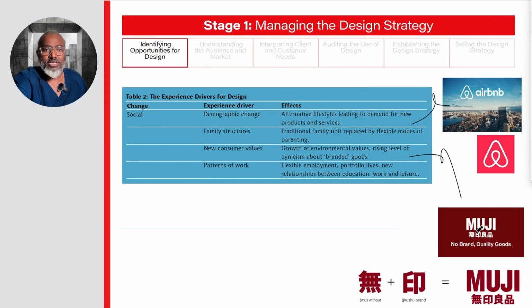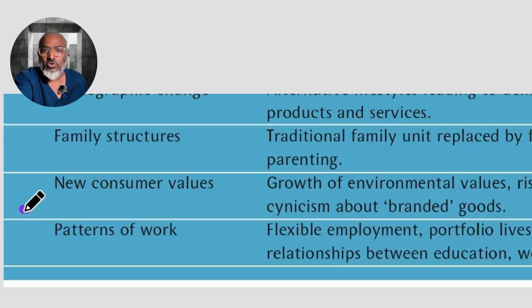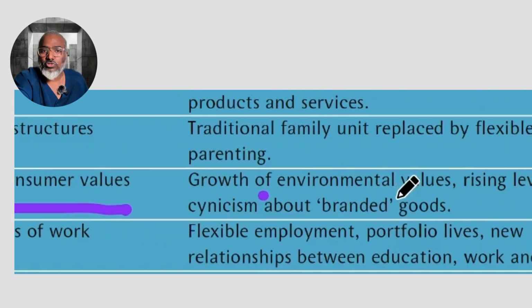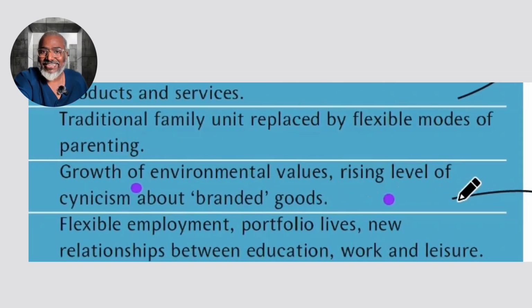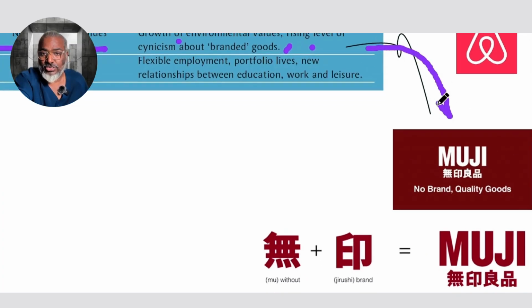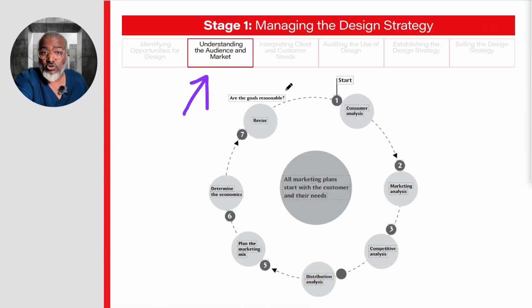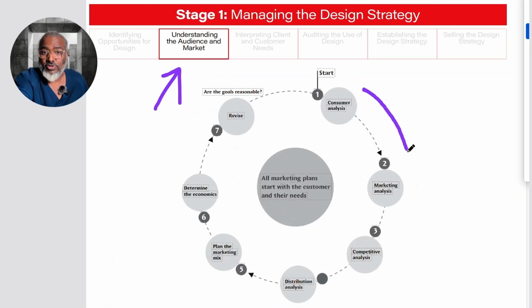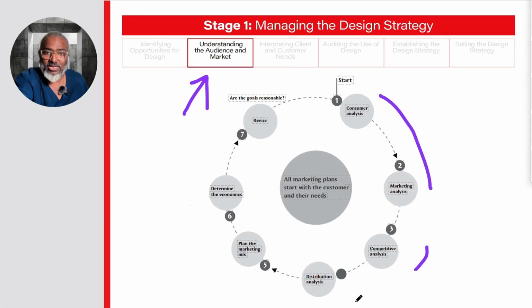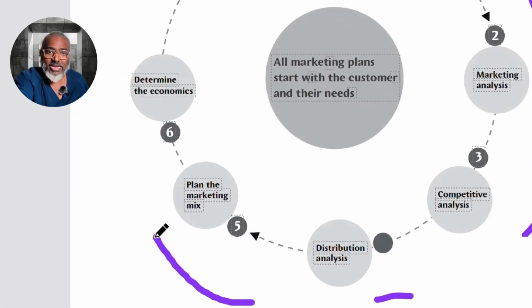Another company, in a social change, saw new consumer values like growth of environmental value and a rising level of cynicism about branded goods. That insight triggered coming up with a no-brand quality good, a new brand. So at a strategic level, you have to identify opportunities, okay? And understanding the audience, you need to start with consumer analysis, market analysis, competitive analysis, distribution analysis, planning the marketing mix, and determine the economy.